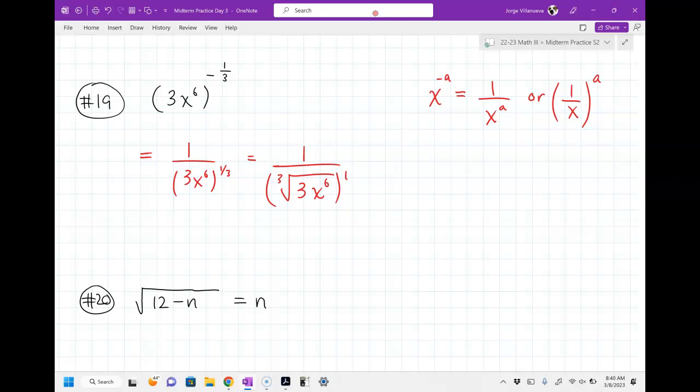Okay? So, the 1st power doesn't matter, just do the inside. The cubed root of 3 does not exist, right? The cubed root of 1 we know, the cubed root of 8 we know, the cubed root of 27, of 64, of 125. There is no cube root of 3. So, but I do know x to the 6th, I can break that down, right? So that's going to be 1 over cubed root of 3, x cubed.